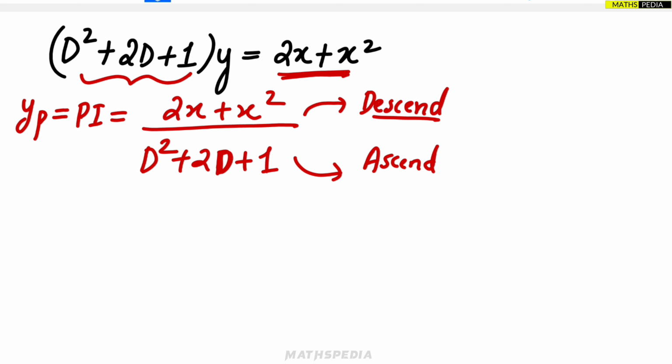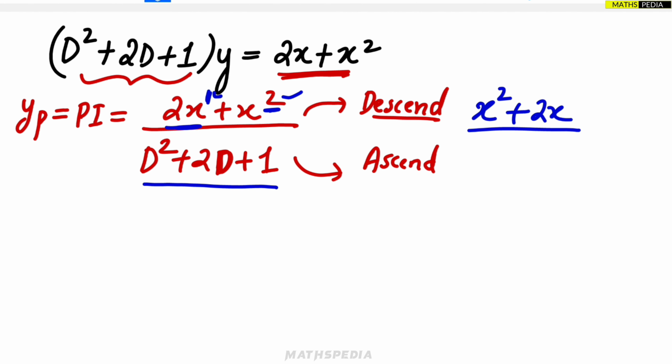So I have to rearrange this. The 2x is power 1, this is power 2. So first it is power 1, then power 2. It should be what? Descending means bigger to smaller. So x square will come first and 2x will go second. Okay, this is descending powers.